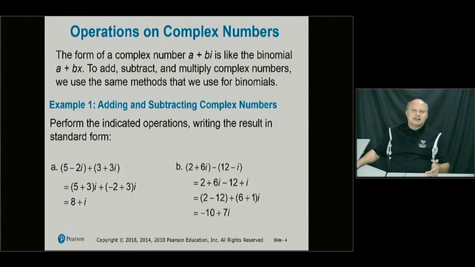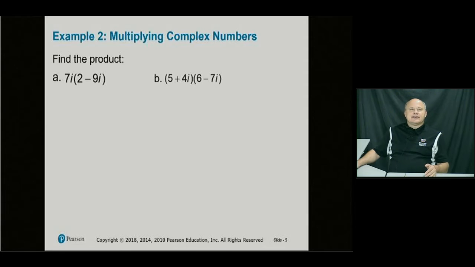So like I said, it's just combining like terms. So on part A, when you add them, you don't have to worry about changing any signs. But on the B, when you're subtracting, you change the signs on the second expression. But notice your answer is a complex number as well. All right, so look at example 2, and we're multiplying. Find the product. So 7i times 2 minus 9i, and we got 5 plus 4i times 6 minus 7i.